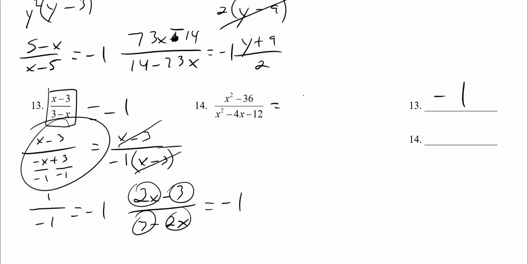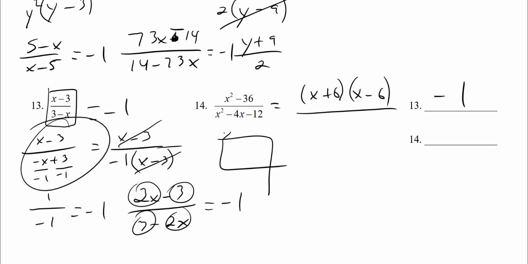Okay. All right, 14 is definitely a factoring problem. So that's going to be, if you factor the top, it's a difference of 2 squares. So x plus 6, x minus 6. Okay, the bottom, do a factor box if you want. X squared, -12, -4x. So it's x and x. And it's going to be -6 and 2. It's going to work out. So -6x and 2x is -4x. So it's x minus 6, x plus 2.